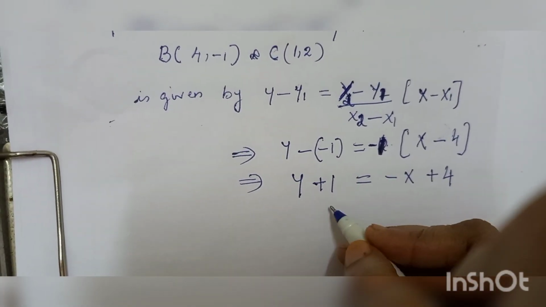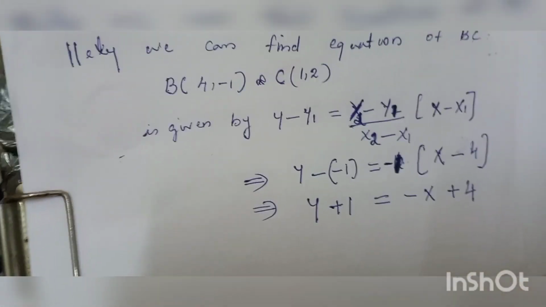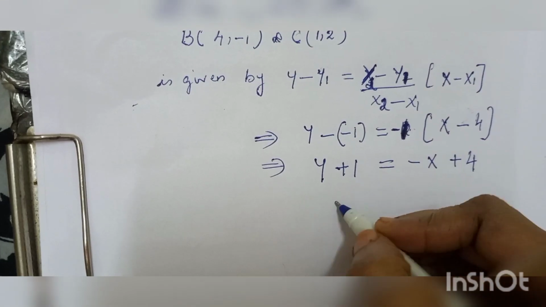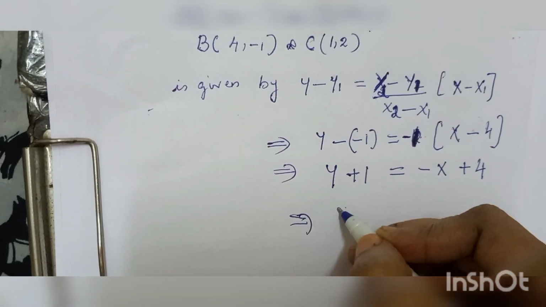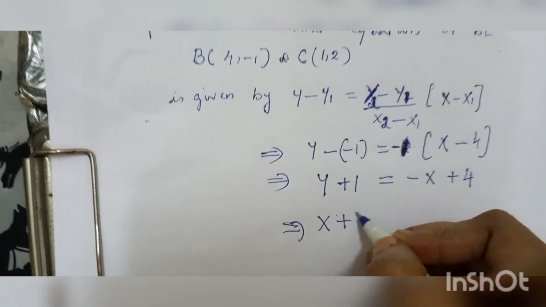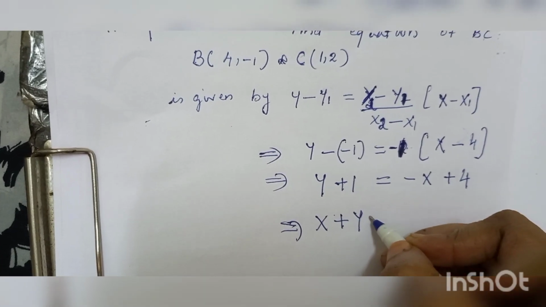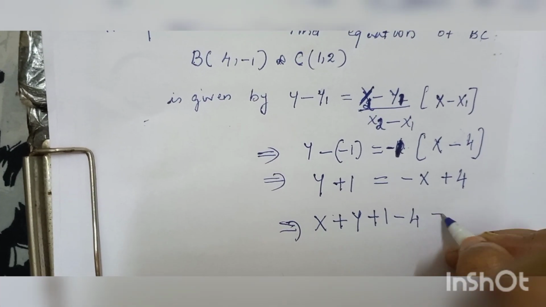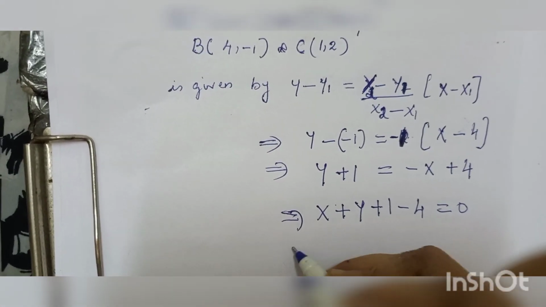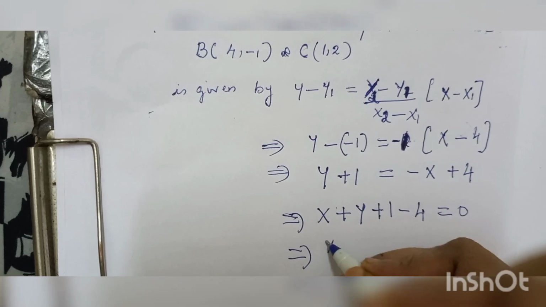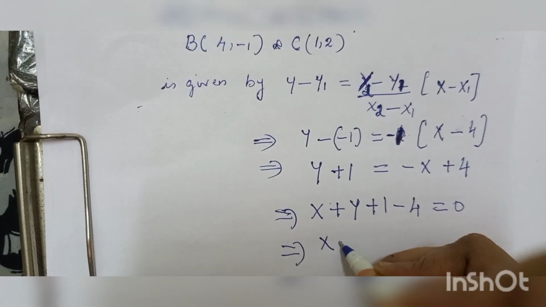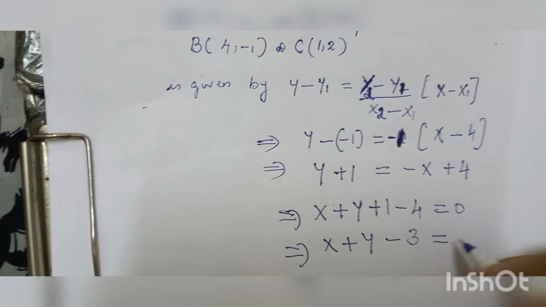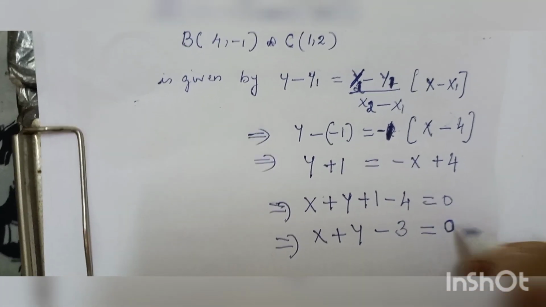So we transpose this x to this side, which implies x plus y plus 1 minus 4 is equal to 0. So we can write it again, x plus y minus 3 is equal to 0. After simplifying we get this.